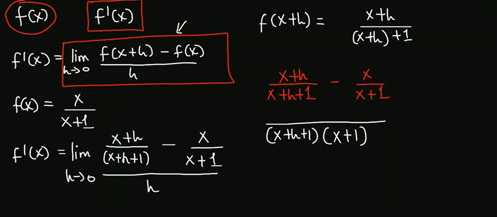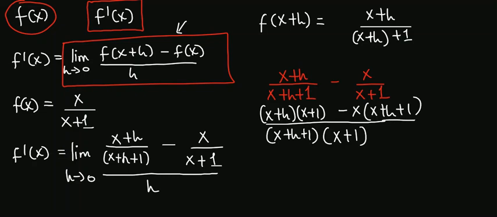Okay, this is what you are going to have. We are going to have x plus h multiplying x plus 1, minus x multiplying x plus h plus 1. This is what you are going to have.